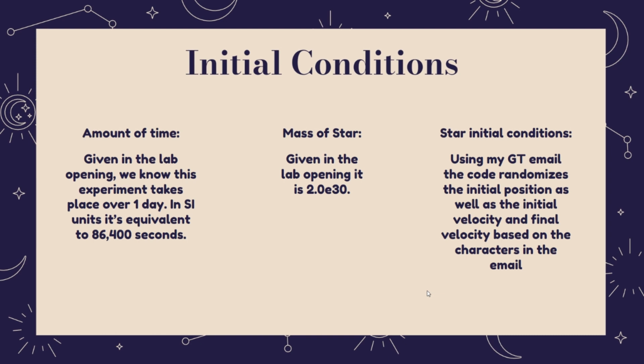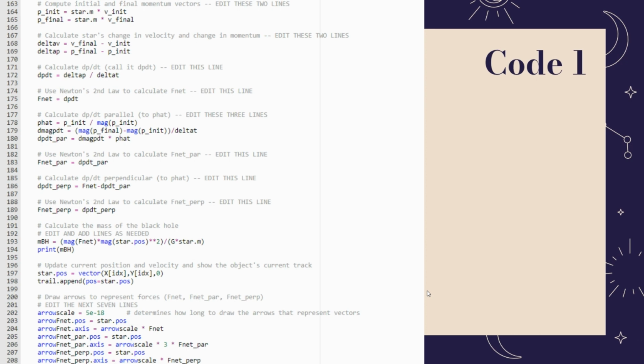And then our star initial conditions. This is found by putting in your GT email address, and it will randomize the initial position as well as the initial and final velocities. All right, so in our code, we are using p equals mv, assuming that the star is traveling less than the speed of light. Then we are solving for delta v and delta p. This is just the final minus the initial of the respective components. Next, we are going to say that F net is equal to dp dt. This is based upon Newton's second law.